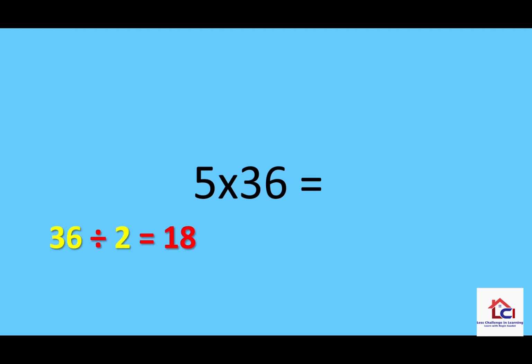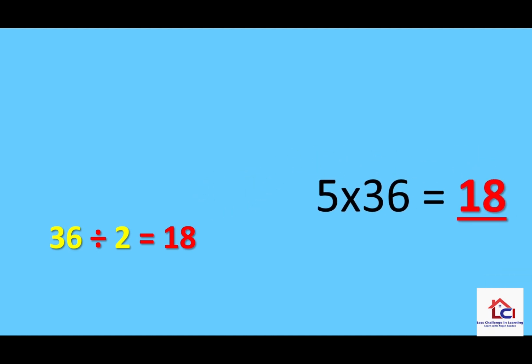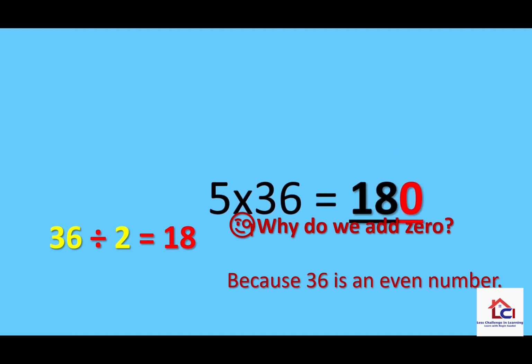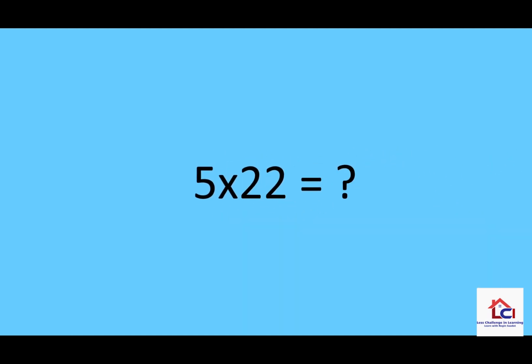As I told you, 36 divided by 2 is 18, and it has a complete answer because it's even. Then you know that because 36 is an even number, it will stand on the right side, and you need to add a 0. So add a 0, and this is done. Let's try another one.